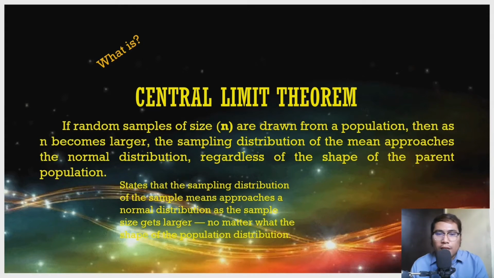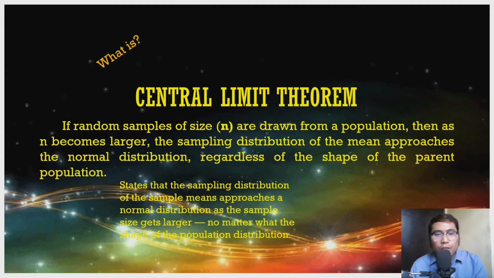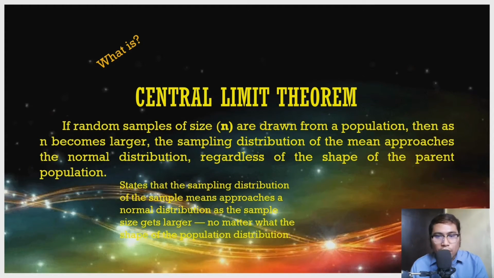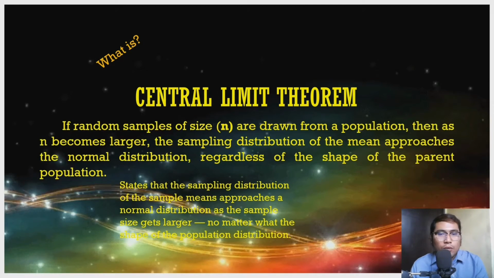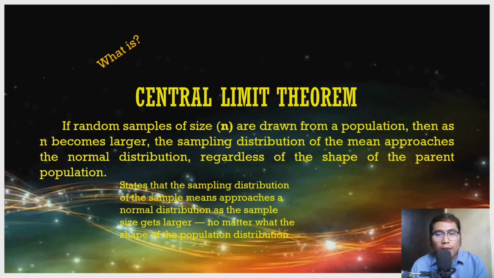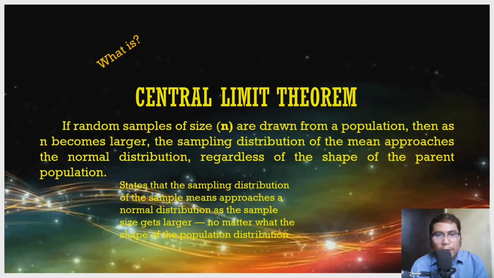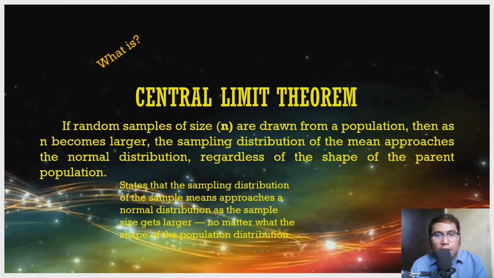So the mean of the sample approaches the population mean. Another is that it states the sampling distribution of the sample means approaches a normal distribution as the sample size gets larger, no matter what the shape of the population distribution. So it means that even when you get different sample sizes of the population, it will still approach near the population mean.